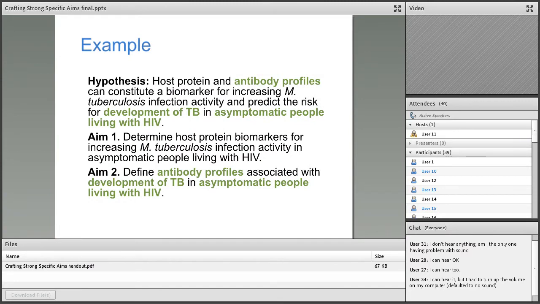Aim 2 relates to another aspect of the hypothesis, antibody profiles. I've used green to show its relation to the hypothesis.